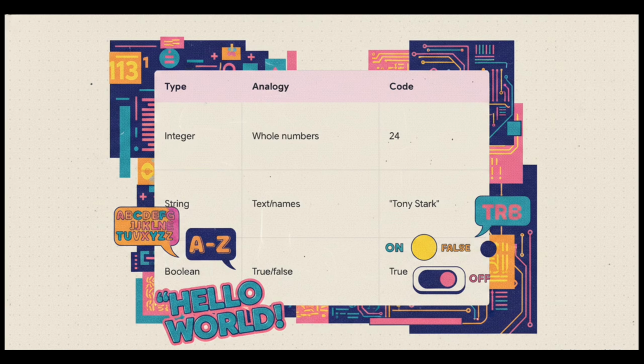First up, we have the integer. This is used for whole numbers, like someone's age or a quantity of items. Our code example here is just the number 24.